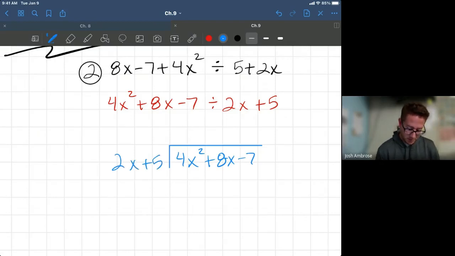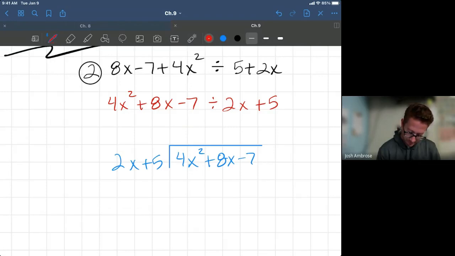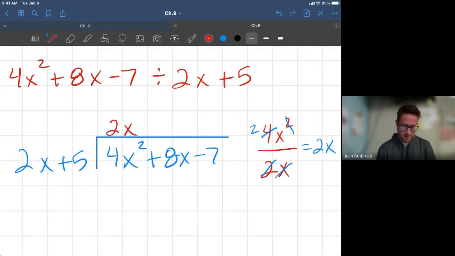Okay, let's go through our steps. First part of the polynomial divided by the first part of the binomial will equal the first part of our answer. Okay, let's reduce it. That crosses down to a 2. That crosses out. That x is gone. That squared is gone. What's left over? 2x. 2x is left over. So this is the first part of my answer.